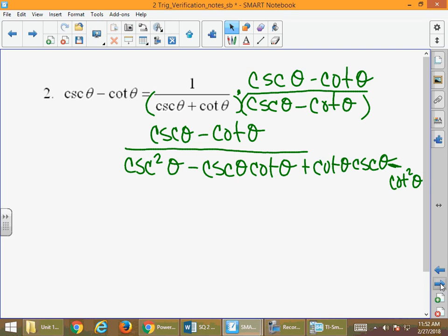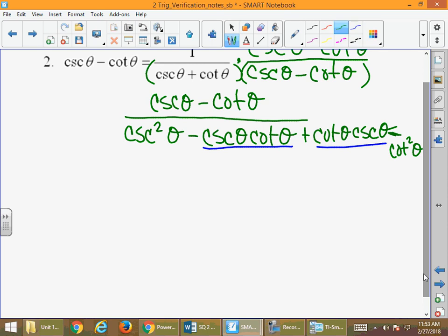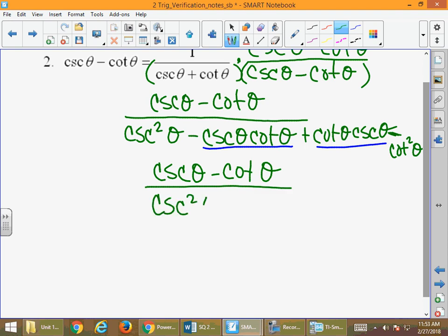As we take a look at what we just did with the multiplication, this term and this term that I just underlined are opposites. I know that it says cosecant cotangent, and then cotangent cosecant, but we can change the order without changing the value when they're multiplied together. One of those terms is negative, one of them is positive. So we can simplify this expression a little bit more. And what we have left is cosecant of theta minus cotangent of theta divided by cosecant squared theta minus cotangent squared theta.